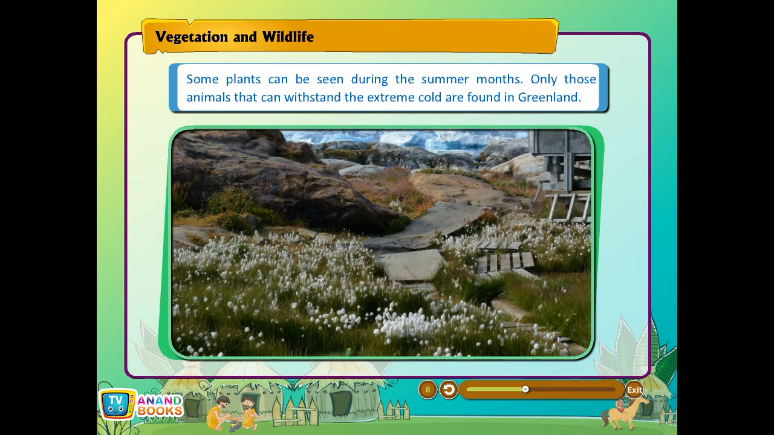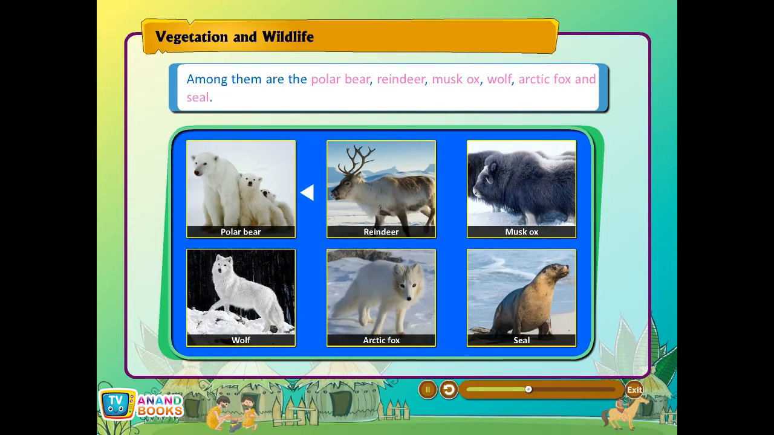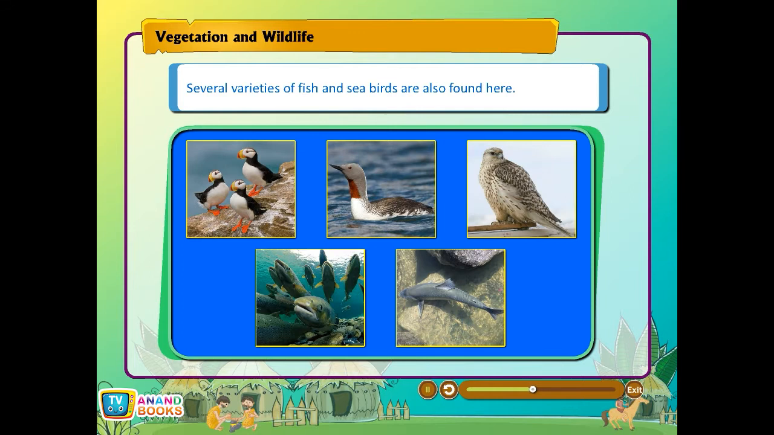Only those animals that can withstand the extreme cold are found in Greenland. Among them are the polar bear, reindeer, musk ox, wolf, Arctic fox, and seal. Several varieties of fish and seabirds are also found here.